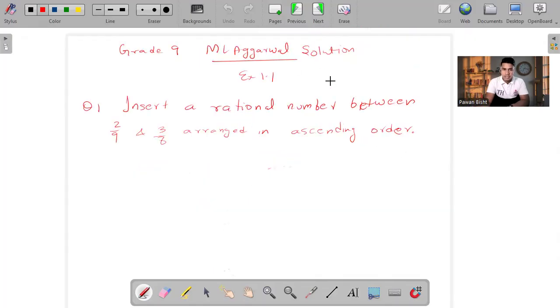Right. Now let's start with the question. This is your first exercise of grade 9 ICSE. Insert a rational number between 2 by 9 and 3 by 8 and arrange in ascending order. By the way, this type of question you will see in CBSE as well, so this is equally important for CBSE students. Inserting rational numbers between two numbers, right?